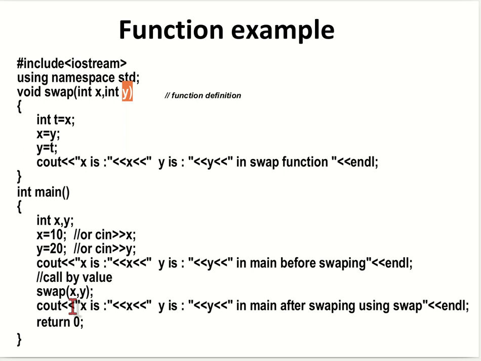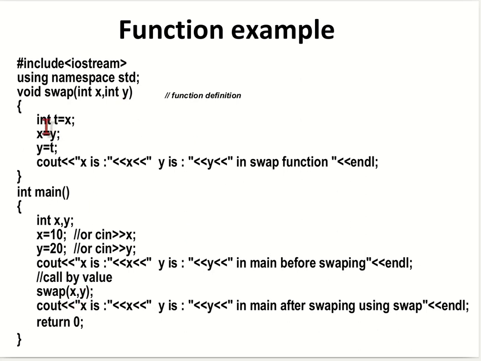Okay, this is known as the function definition, and now we are calling that function with the actual arguments x and y. What is the value of x here? 10. What is the value of y? 20. So swap(10, 20) is what I am calling. This 10 and 20 is known as what? Our actual parameters.